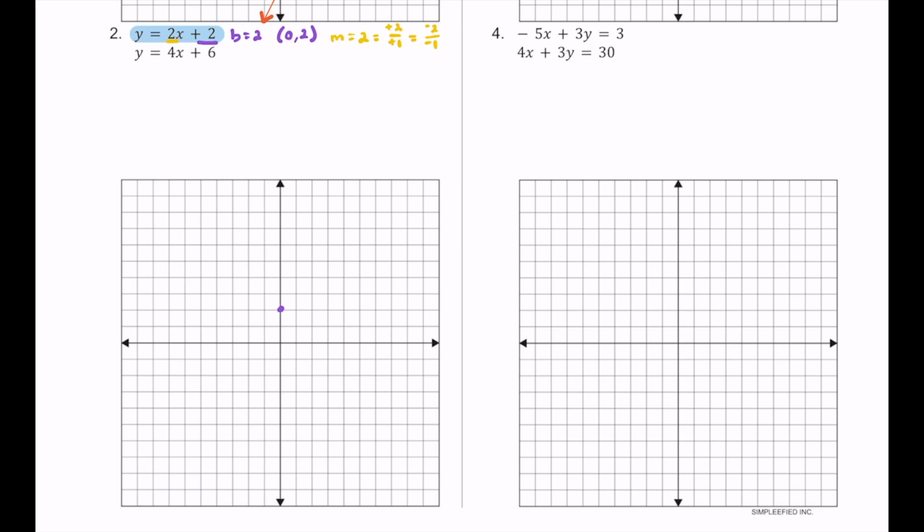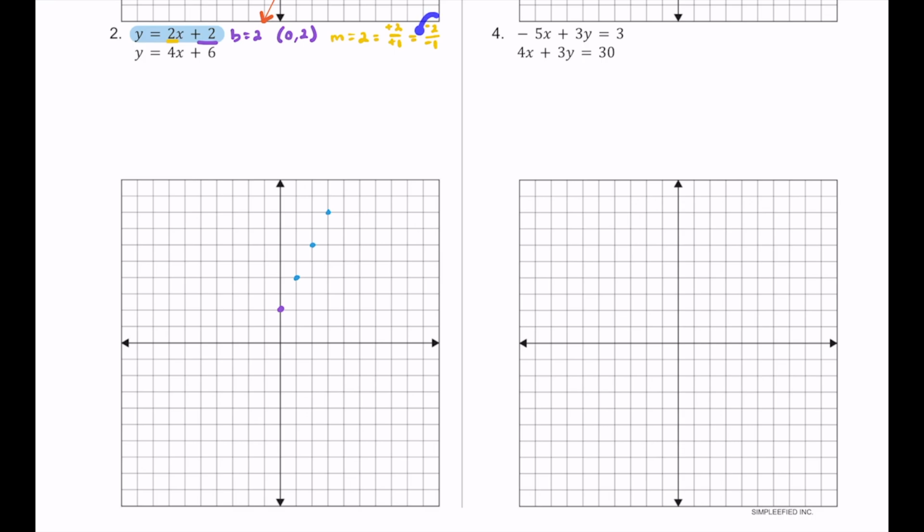So let's use this first ratio. Let's go up 2 and to the right 1. It should be a positive slope here. So if we go up 2 and to the right 1, that would be up here in quadrant 1. If we keep going up 2 and over 1, we can plot more points if we would like to. Again, not necessary, but I just like to do it.